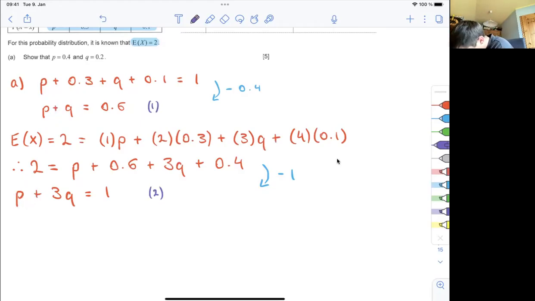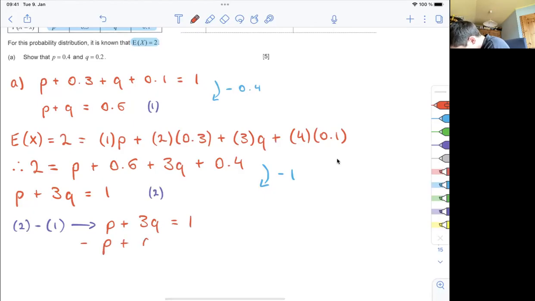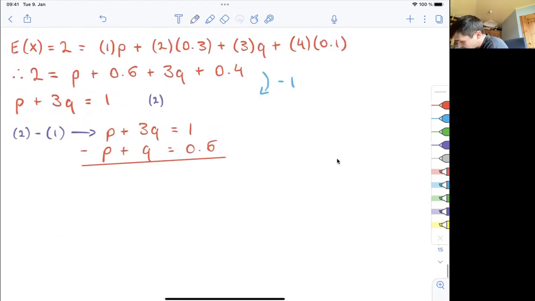All right, so what we're going to do is equation 2 subtract equation 1, and that's going to look a little bit like this. So we're going to write equation 2 on top, so we'll write p plus 3q is equal to 1, and now this is going to be subtract p plus q is equal to 0.6. Now I draw a line under this, and now we subtract all the terms, and you'll get from the name that I said, the elimination method.